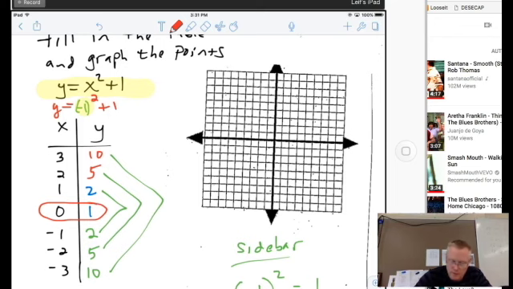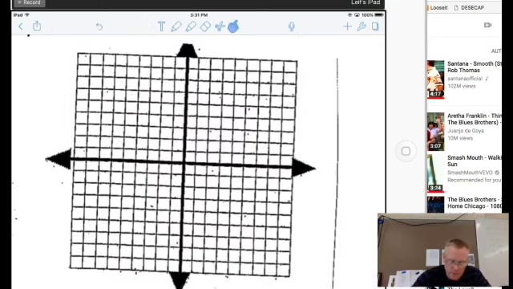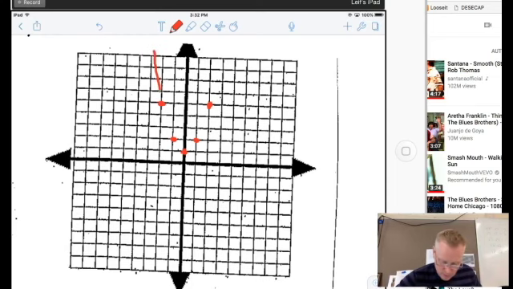So let me graph the points and you'll see what I'm talking about. If I go over here to my graph, 3, 10 I think is already off the graph, but I can go 2, 5. 1, 2, 3. Yep. I can get 1, 2 is over here. 0, 1 is here. Negative 1, 2 is here, and negative 2, 5 is there. So you get this U, okay, and that's called a parabola.